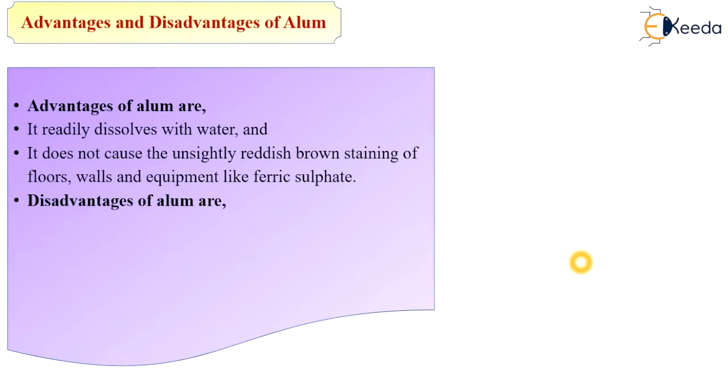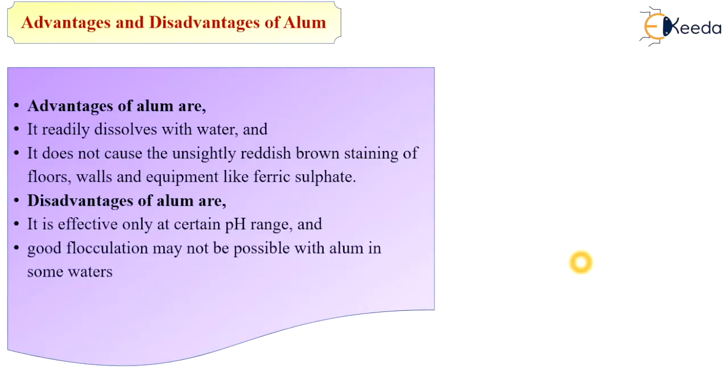Some of the disadvantages of the addition of alum are: it is effective only in a certain pH range, and good flocculation may not be possible with alum in some waters. So again, it will depend on the characteristics of the raw water.